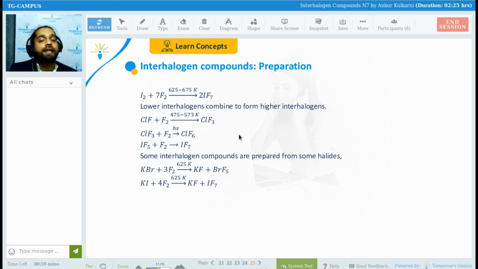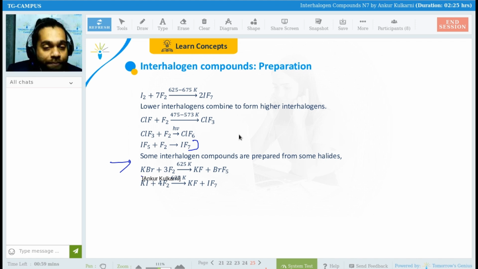So these are some of the reactions that you should remember. Now, for interhalogen compounds, it is not necessary that I will react only halogen with halogen. There is another way of preparing interhalogen compounds. They can be prepared from halides.